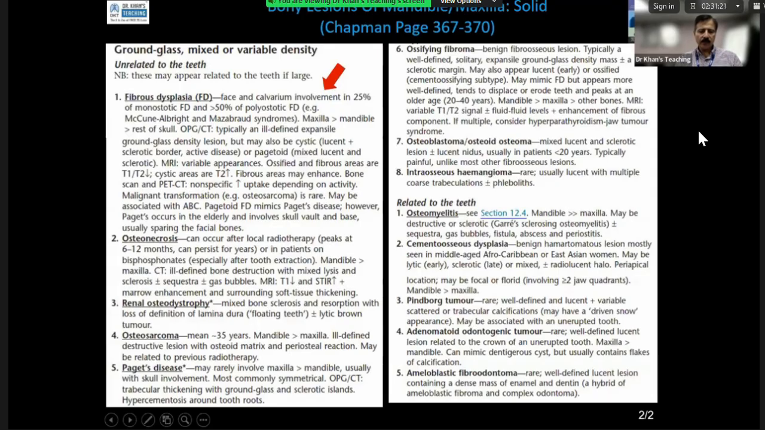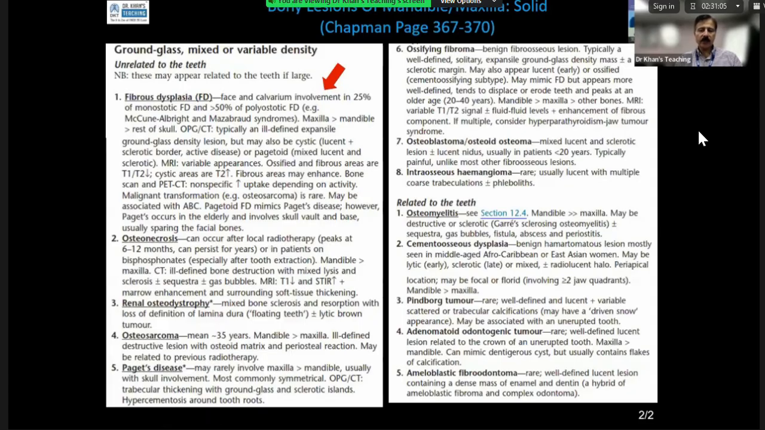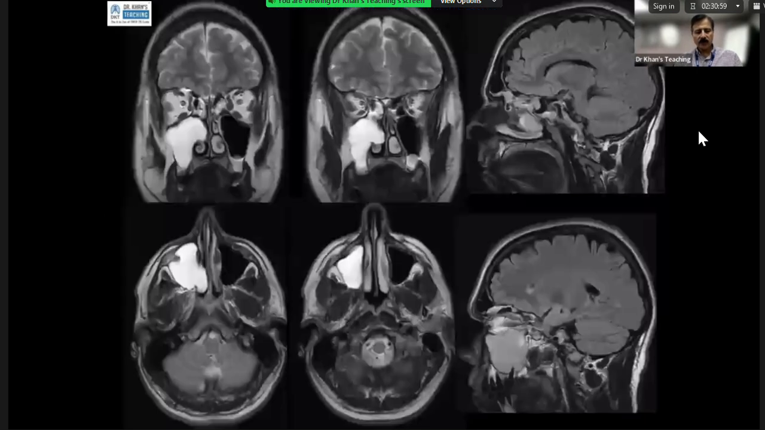Once again, I repeat, please remember that if it is active disease, it will show uptake on bone scan and PET scan, and they have shown PET scan as well as bone scan in the exam in other parts of the body. So that doesn't change it. So this is fibrous dysplasia.